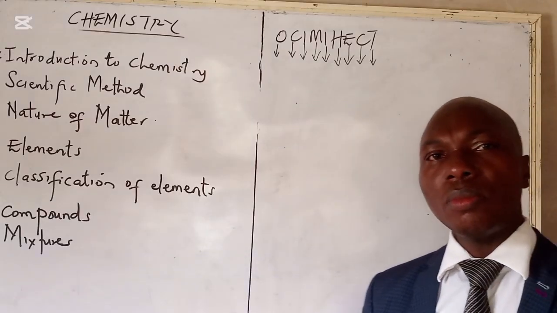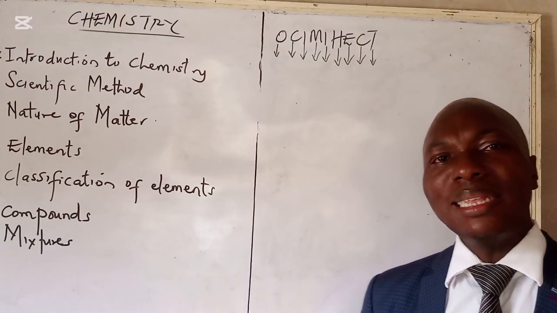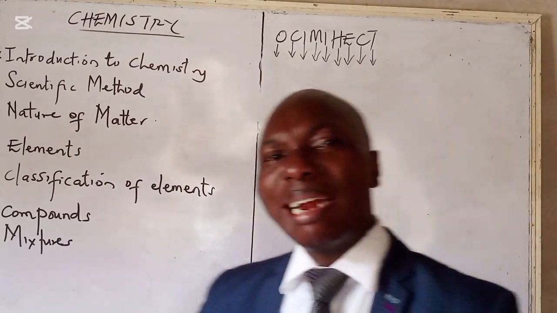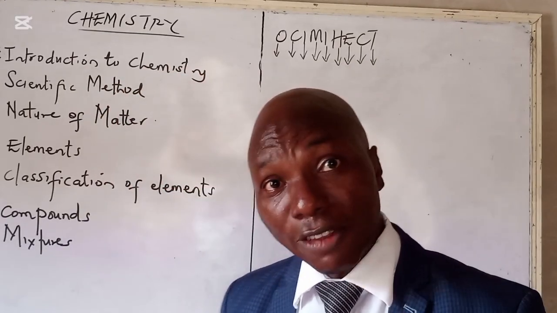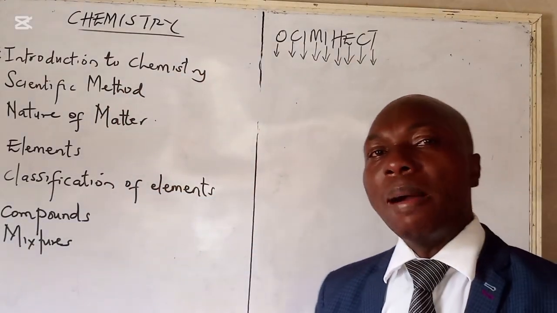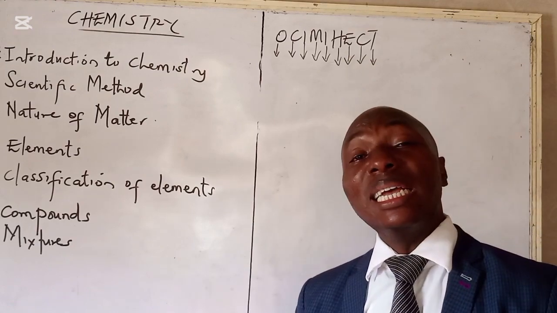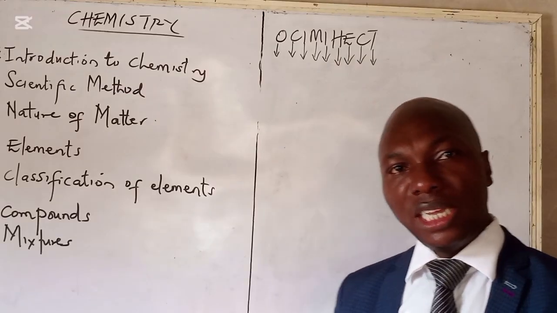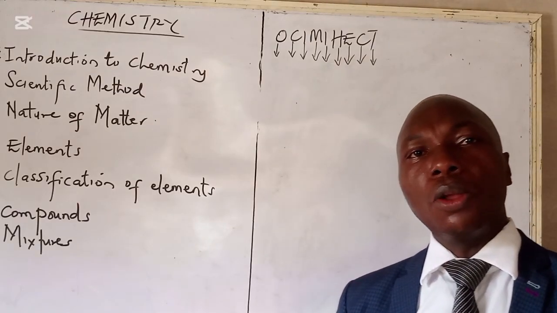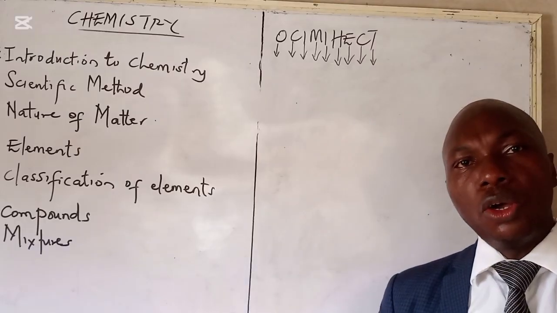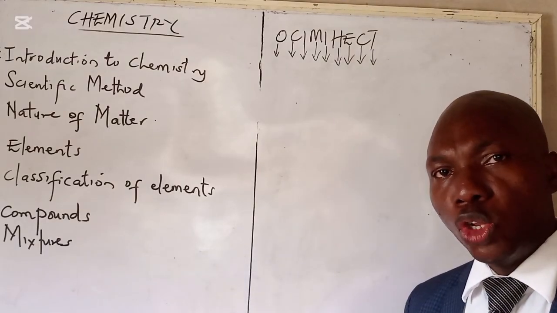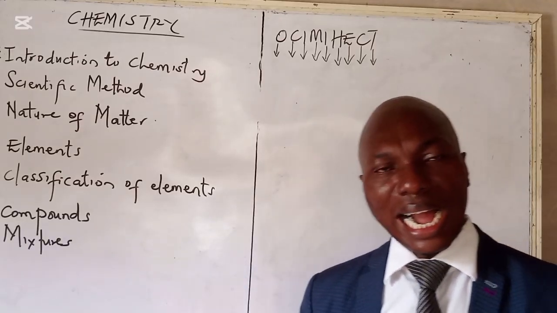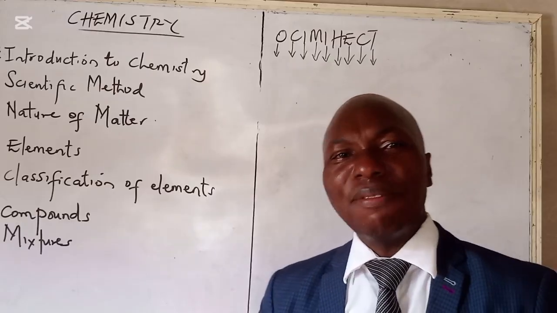elements. What are elements? Elements are substances that cannot be split further by an ordinary chemical process. Examples of elements are the first 20 elements we know: hydrogen, helium, lithium, beryllium, boron, carbon, nitrogen, oxygen, fluorine, neon, sodium, magnesium, aluminium, silicon, phosphorus, sulfur, chlorine, argon, potassium, and calcium. These are the first 20 elements.